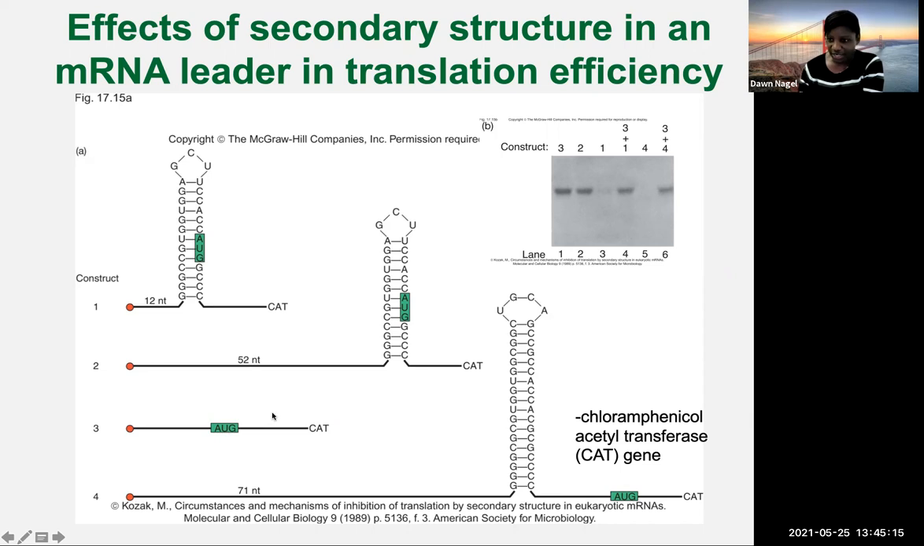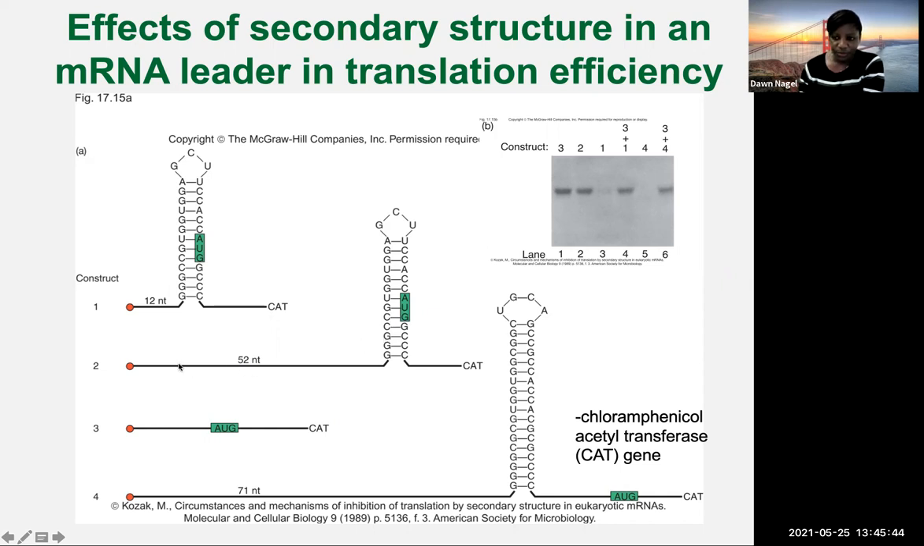When you do a translation assay, adding ribosomes with these messenger RNA, what you get is, for number 3, you're going to have translation, right? Because there's nothing inhibiting, there's no secondary structure, you get translation. That's what this band is showing. For number 2, you also get translation, right? And you're like, why do you get translation if the AUG is kind of trapped in this hairpin structure?